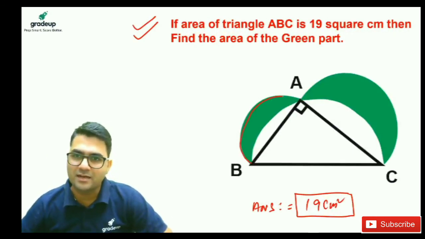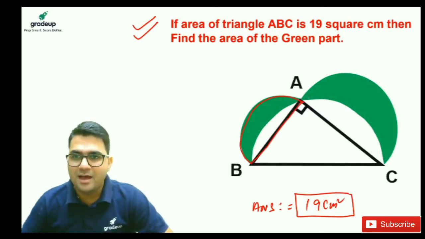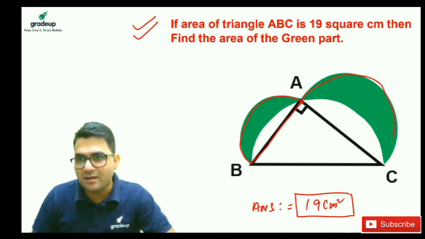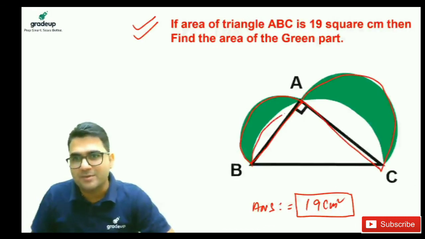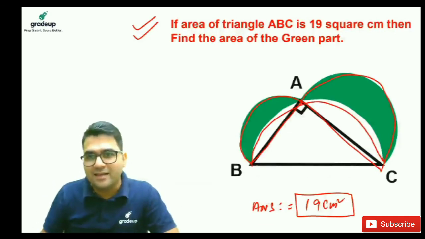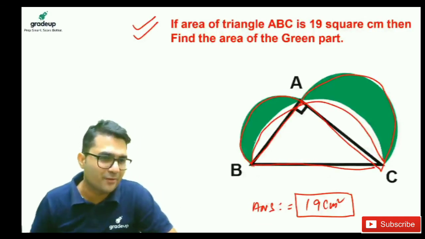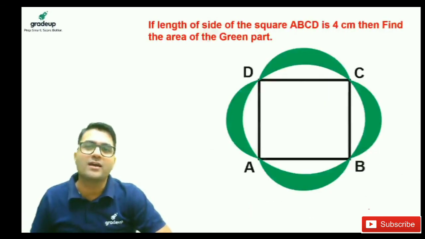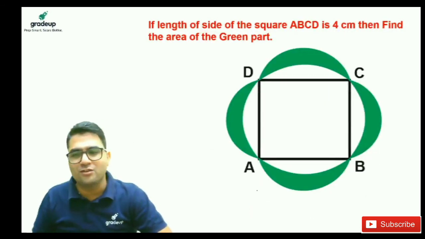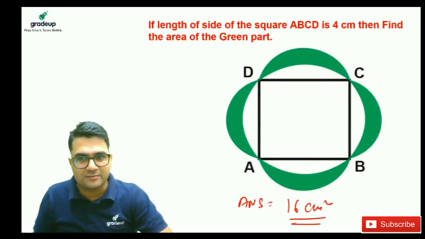This is the semicircle by taking AB as diameter, and this is the semicircle by taking AC as diameter, and this is the semicircle by taking BC as diameter. So this is in your homework. The answer is 19 centimeter square, and also this question is in your homework. The answer is 16 centimeter square.